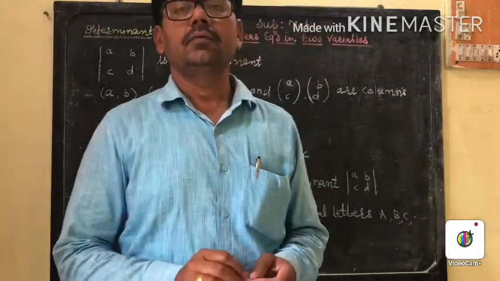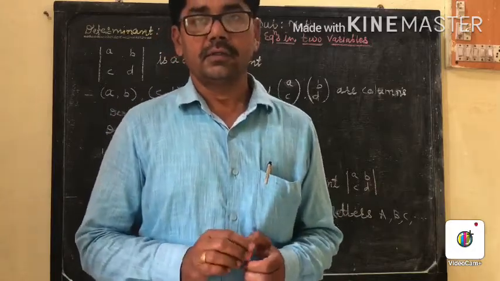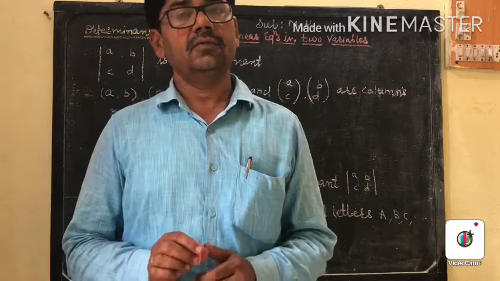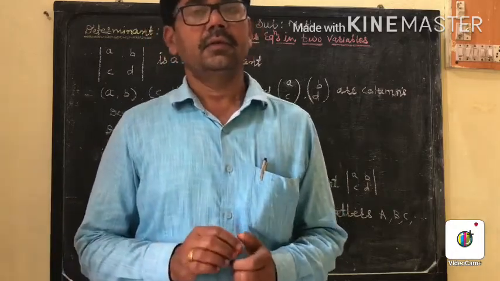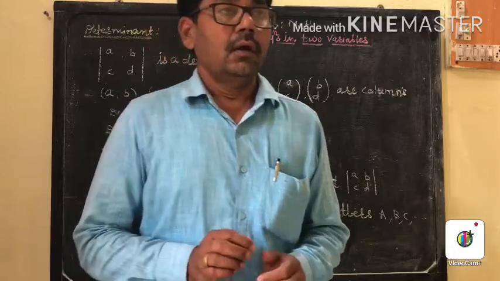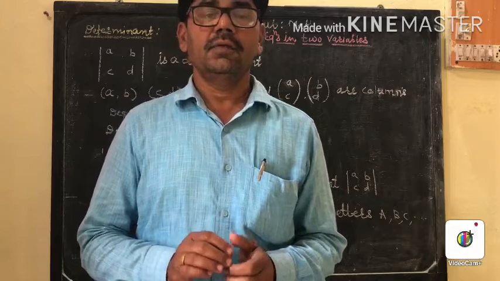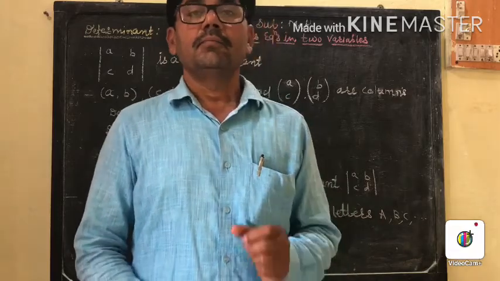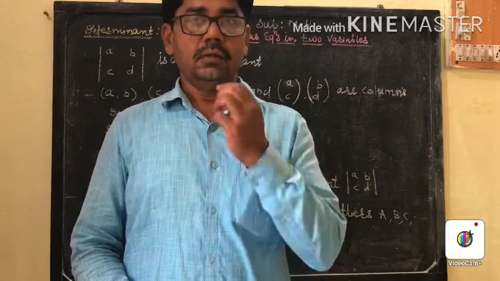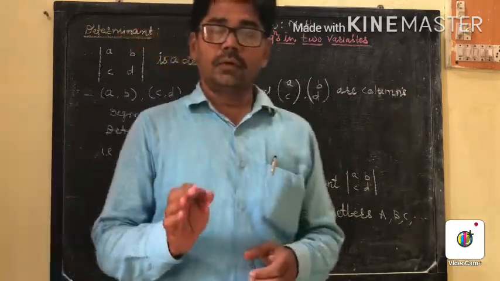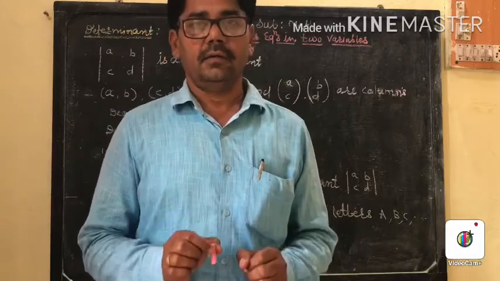Last lecture we learned how to solve simultaneous linear equations in two variables by the graphical method and also by the elimination method. Today we learn how to solve simultaneous linear equations in two variables by the determinant method, or Cramer's rule. First, we have to learn what is meant by a determinant.